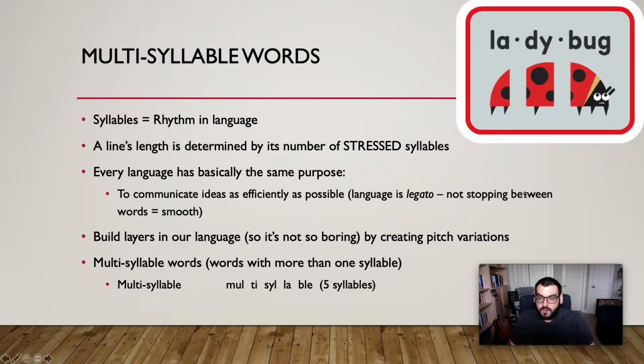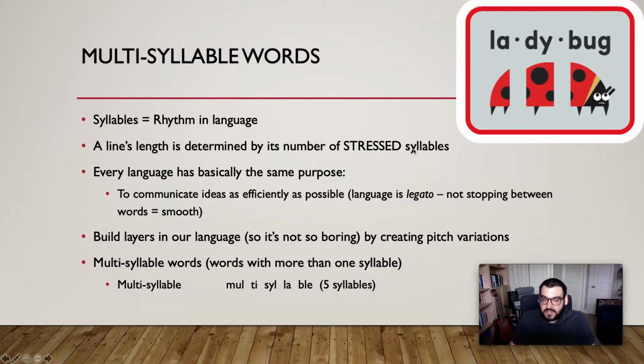There we go. So, multi-syllable words. Okay, what is a syllable? Well, a syllable is simply the rhythm of our language. Everything we say has beats, right? So if you look at the example here in the corner, ladybug, it has 3 separate beats, 3 separate syllables. Lay-de-bug, lay-de-bug.